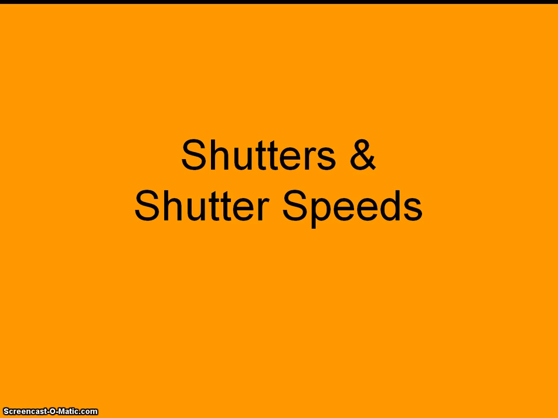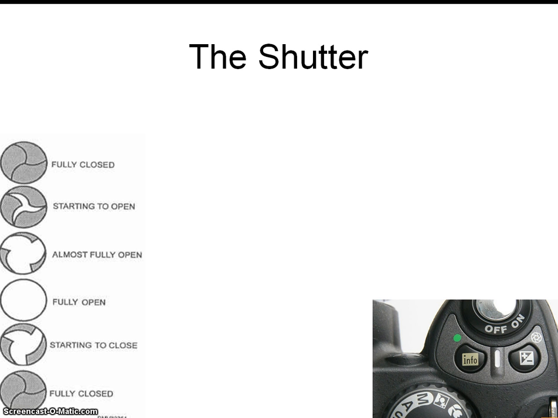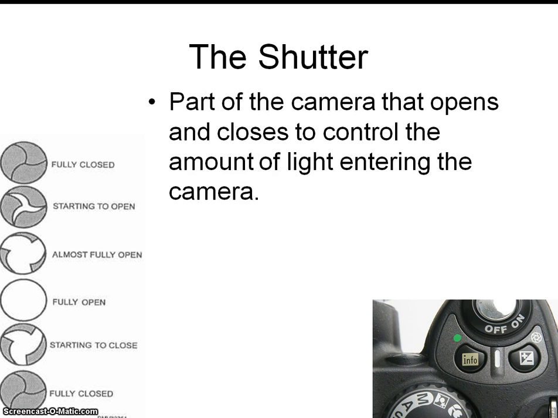All about shutters and shutter speeds. To begin, the shutter is a part of your camera. It's the part that opens and closes to control the amount of light that is entering the camera. So it controls our exposure time. It opens quickly, stays open for however long we tell it to stay open, and then closes quickly.